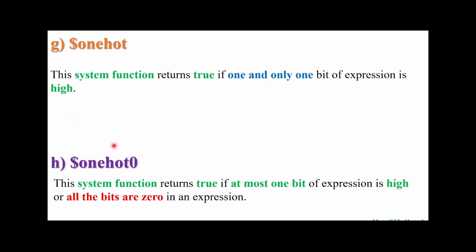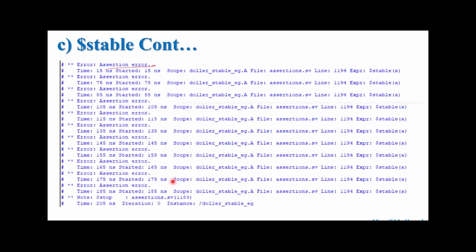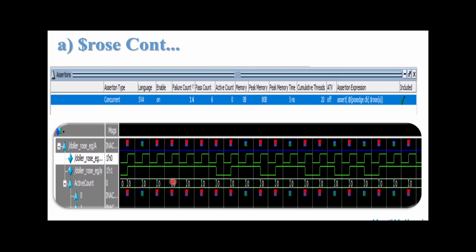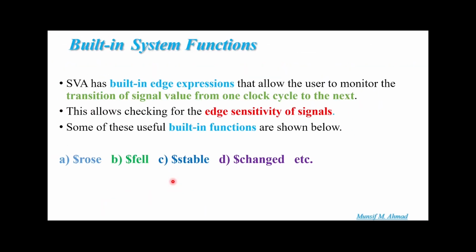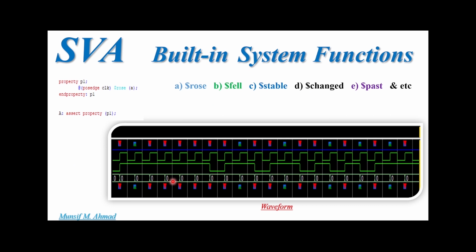The next one is $onehot0. This system function returns true or 1 if at most one bit of the expression is high, or you can say all the bits are 0 in an expression. Okay, so this is all about the concept of system functions with respect to SystemVerilog assertion. These are the basic built-in system functions that we generally use in our assertions.